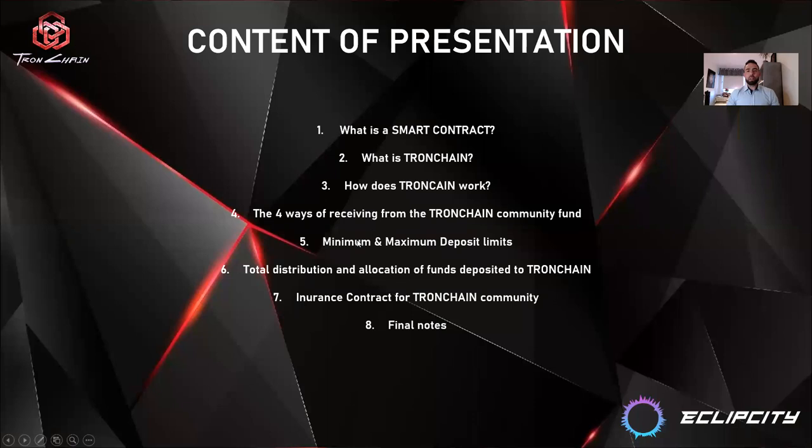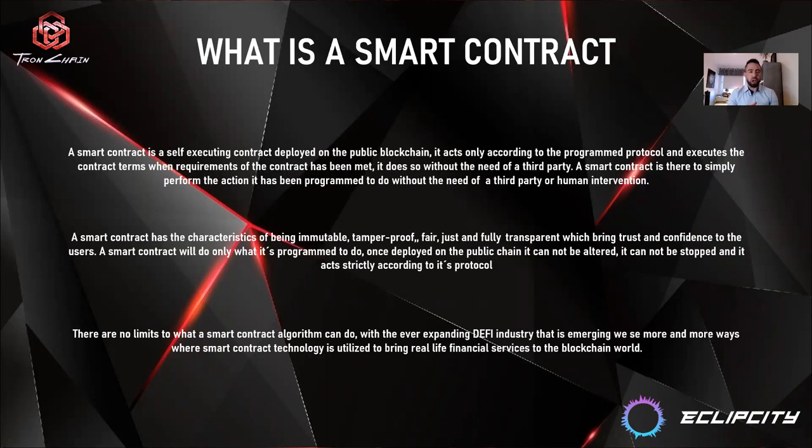Now, the content of this presentation will be as following. What is a smart contract? What is Tron Chain? How does Tron Chain work? The 4 ways of receiving from the Tron Chain Community Fund, the minimum and maximum deposit limits of Tron Chain, the total distribution and allocation of the funds deposited to Tron Chain, the insurance contract for Tron Chain Community, and of course some final notes. Now, let us jump straight into what is a smart contract.